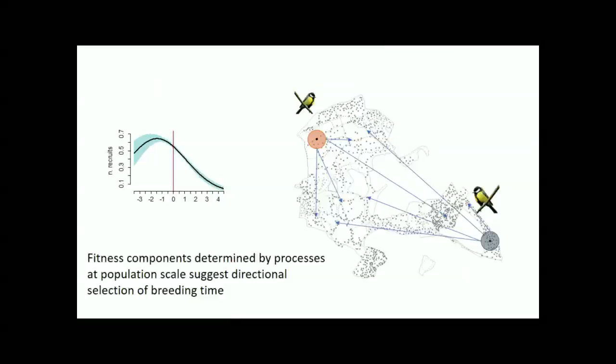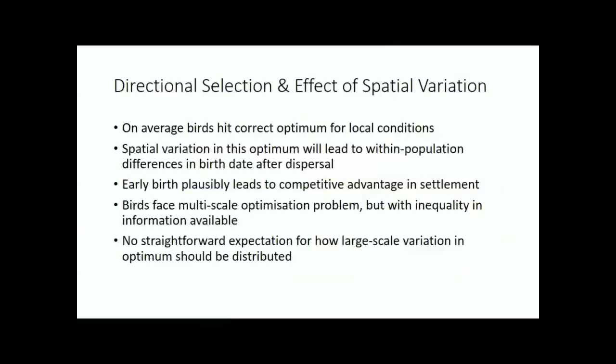So how can we combine these two different perspectives? Well, on average, if we're looking at local conditions, birds seem to hit the correct optimum for those local conditions. If we have a population where there's spatial variation in the timing of that optimum, what that's going to lead to is within-population differences in birth date after dispersal.